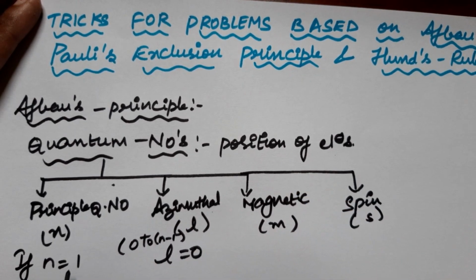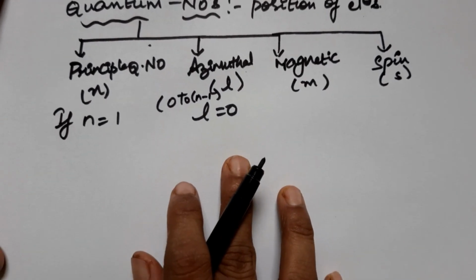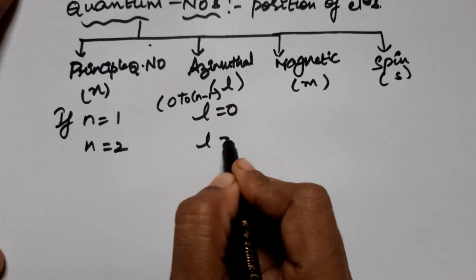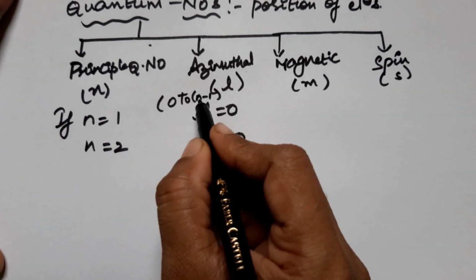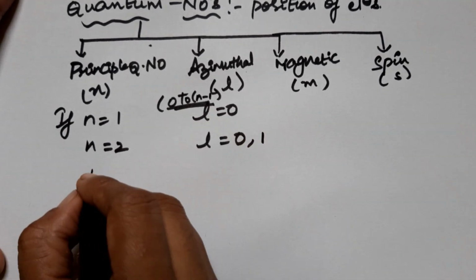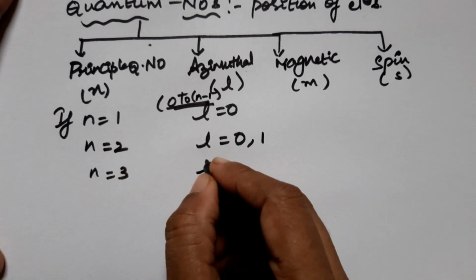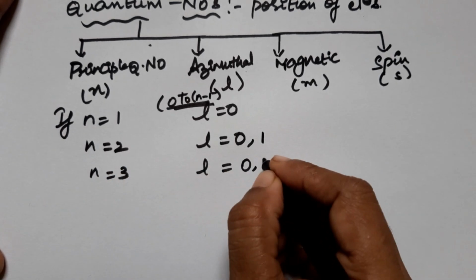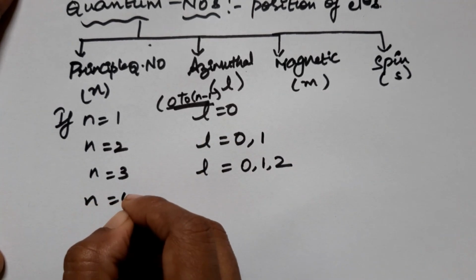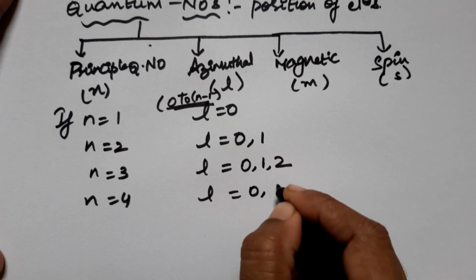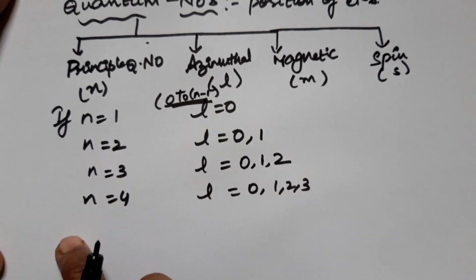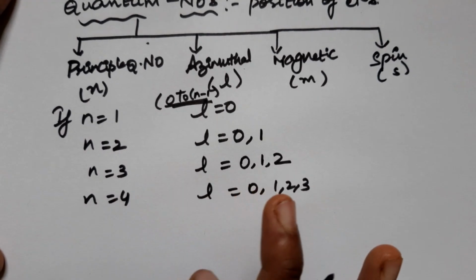If n is equal to 2, then l is equal to 0, 1, since substituting 2 gives 2 minus 1, which is 1. If n is equal to 3, then l is equal to 0, 1, 2, since 3 minus 1 is 2. If n is equal to 4, then l is equal to 0, 1, 2, 3. In the same way we can write for n equal to 5 up to infinity.